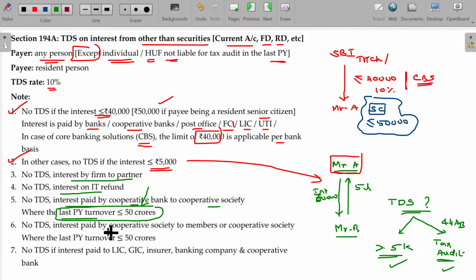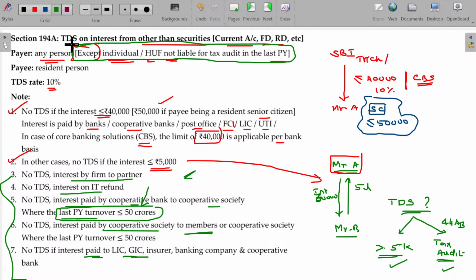And similarly, cooperative society to members also. And finally, interest paid to LIC GSC. That interest payable to LIC GSC is usually not coming under TDS at all. Is that clear? So these are the special cases. Now you have to understand this one. So first I have explained this concept. This concept is very, very important.